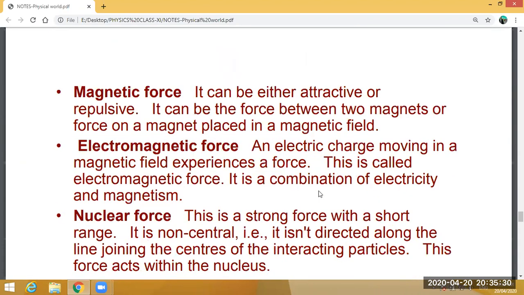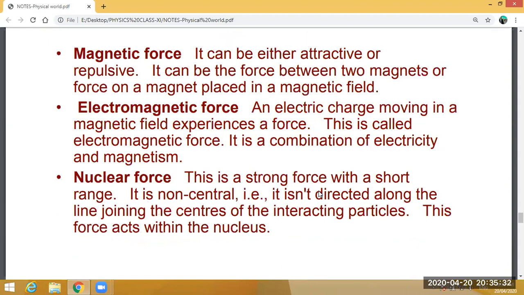Now magnetic force, another kind of force. It can be either attractive or repulsive. It can be the force between two magnets or the force on a magnet placed in a magnetic field. So this is also a kind of force.